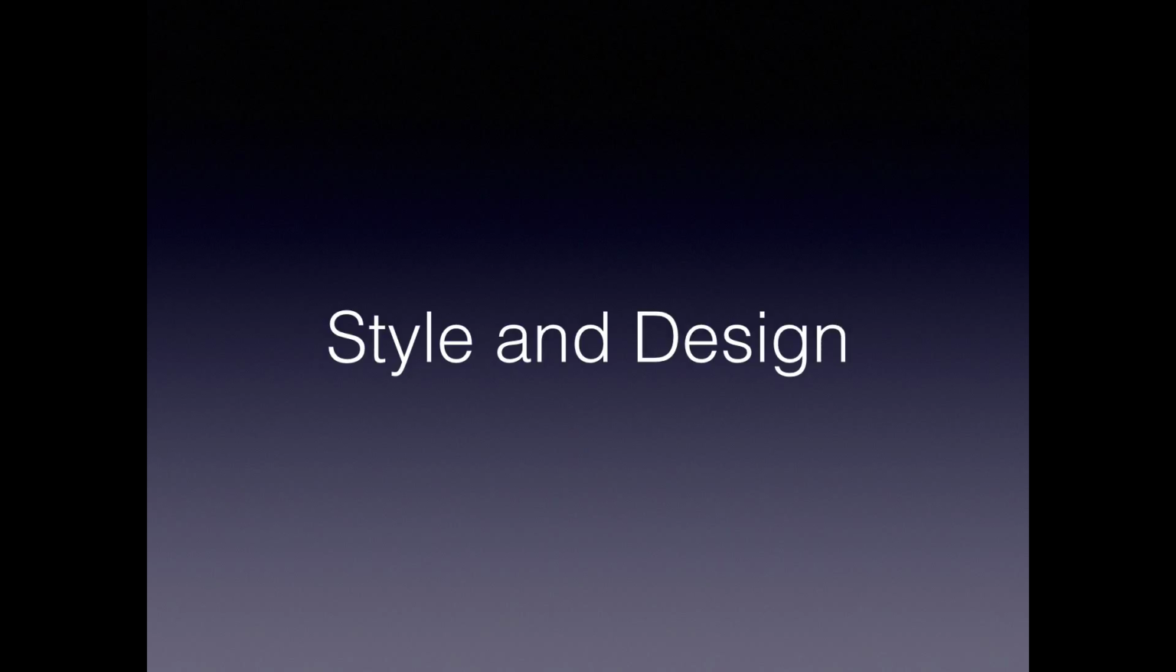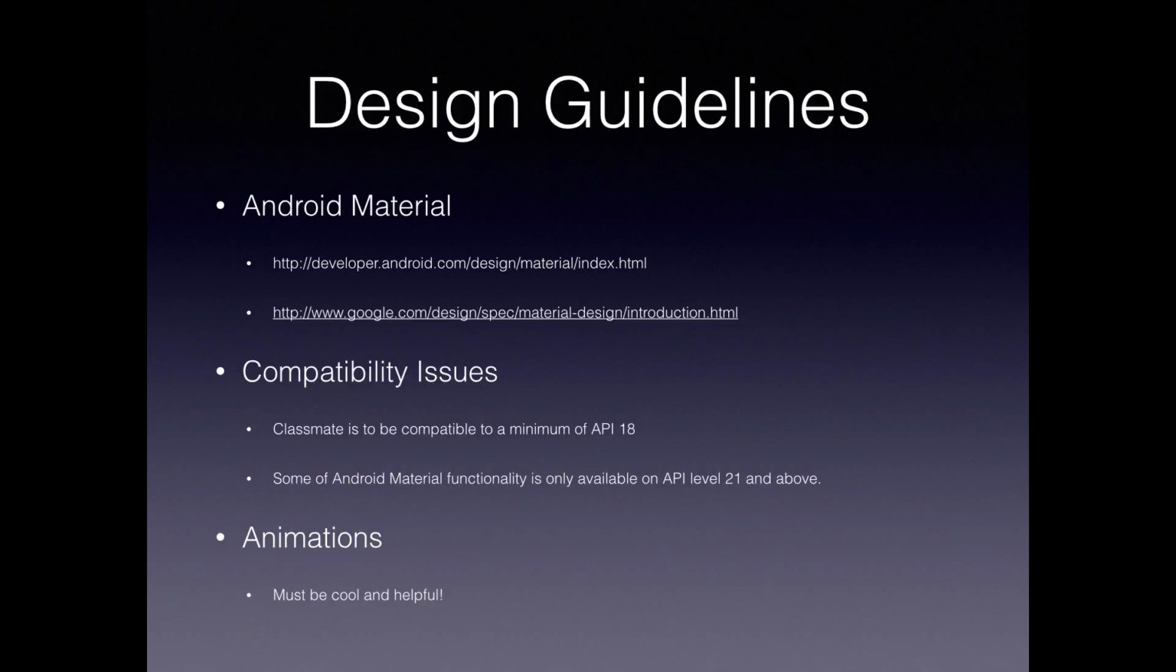The main thing that I've been working on since then is style and design. The design guidelines we are looking at is Android Material. There are a couple websites that show not only how to use and how to design with Android Material, but also what they expect. There are problems with compatibility issues, as Classmate is to be compatible with a minimum of API level 18. Some of Android Material's functionality is only available on API level 21 and above.